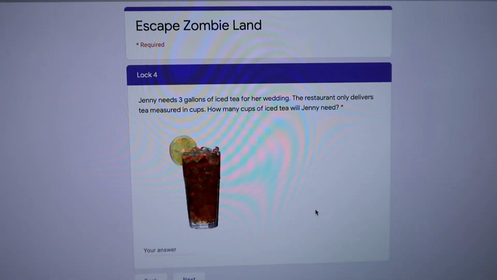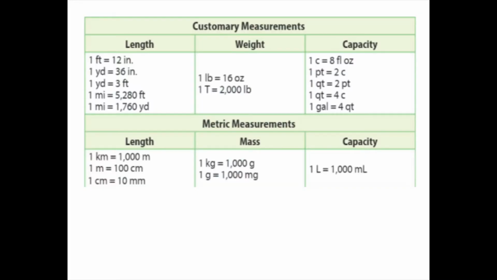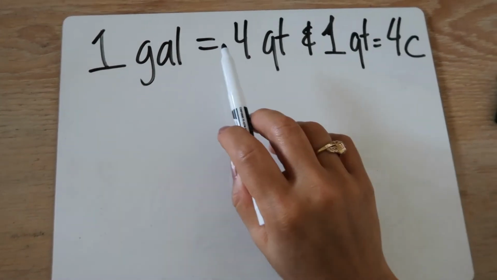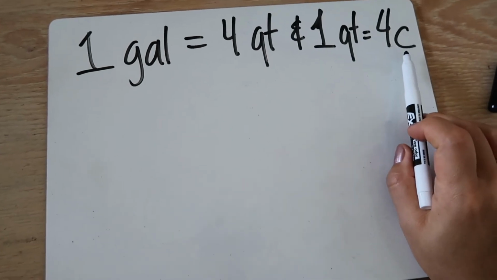Problem number 4. Jenny needs 3 gallons of iced tea for her wedding. The restaurant only delivers tea measured in cups. How many cups of iced tea will Jenny need? Well, if we look in our chart, under capacity, we can see that 1 gallon equals 4 quarts and 1 quart equals 4 cups. So that's what we're going to use.